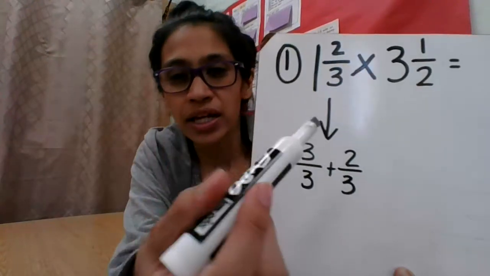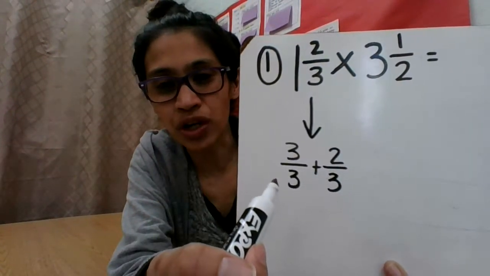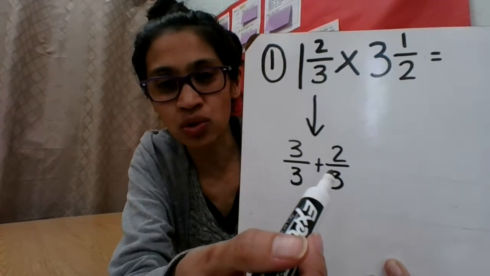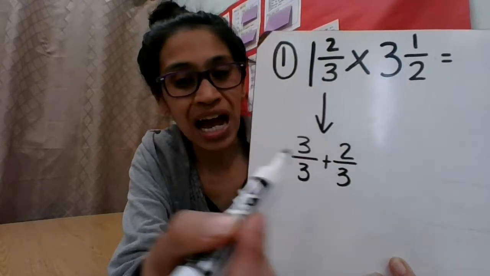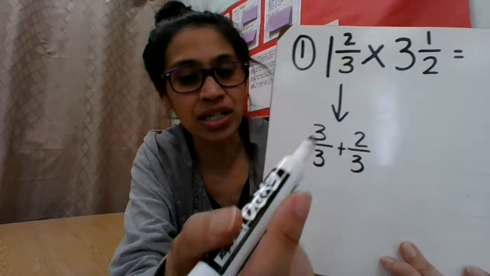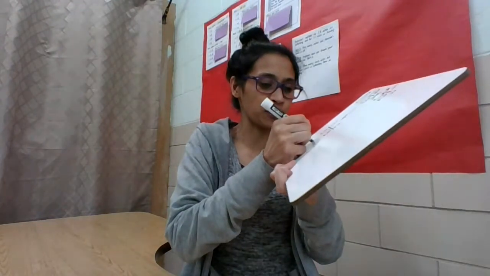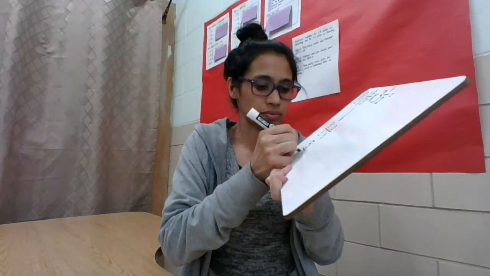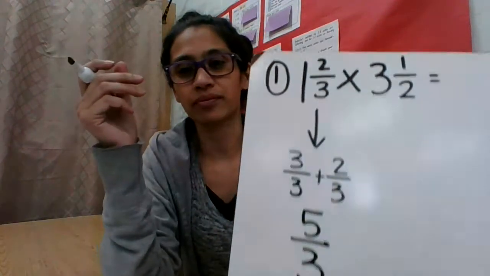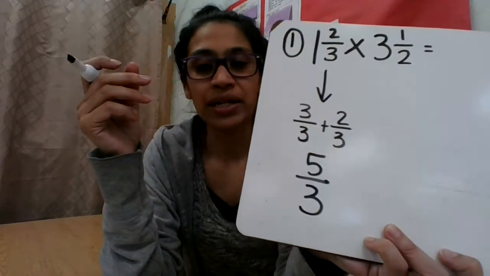Okay? Do you see that? This 1 is the same thing as 3/3. I'm using thirds because of that 2/3. There's a 2/3. So now I can combine them. 3/3 and 2/3 is 5/3. Just like that. Okay? Now for 3 and 1/2, I have 3 wholes.